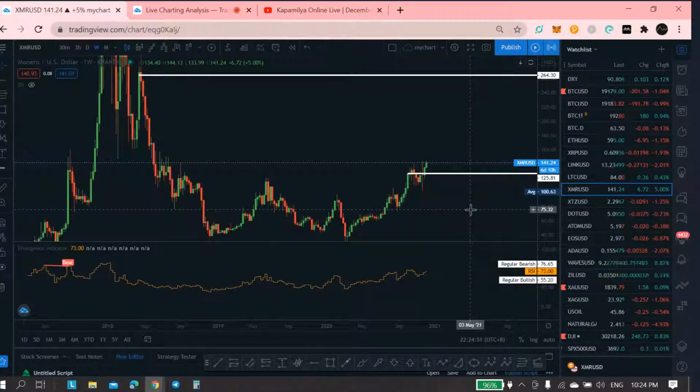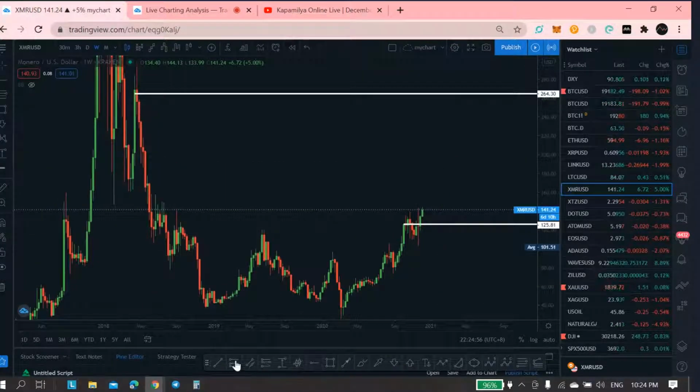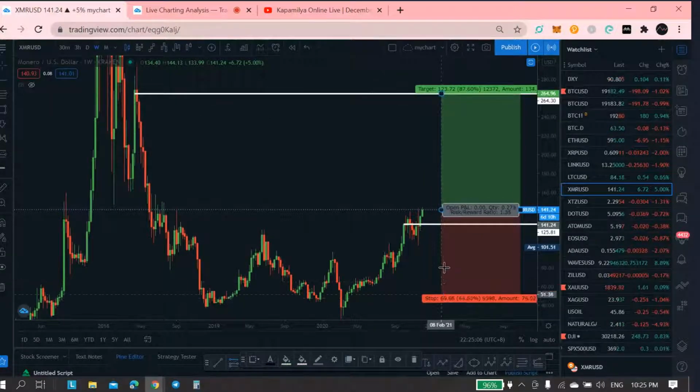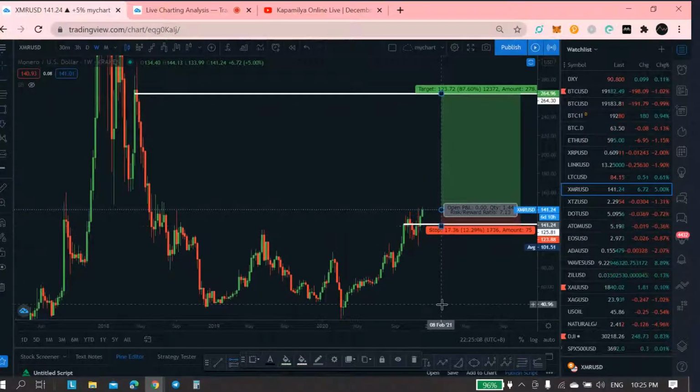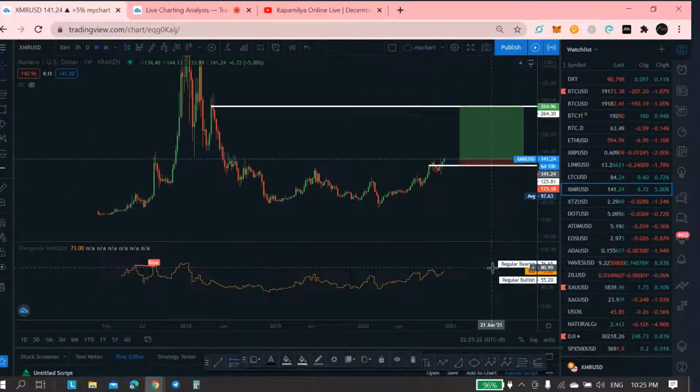So let's see. Using this weekly time frame, I'll just use the possible long position. My target is the 150 area. I'll wait for a pullback before I make another transaction. So possibly this medium term target is 87% if it hits this 264 area. So let's see how it goes for XMR.